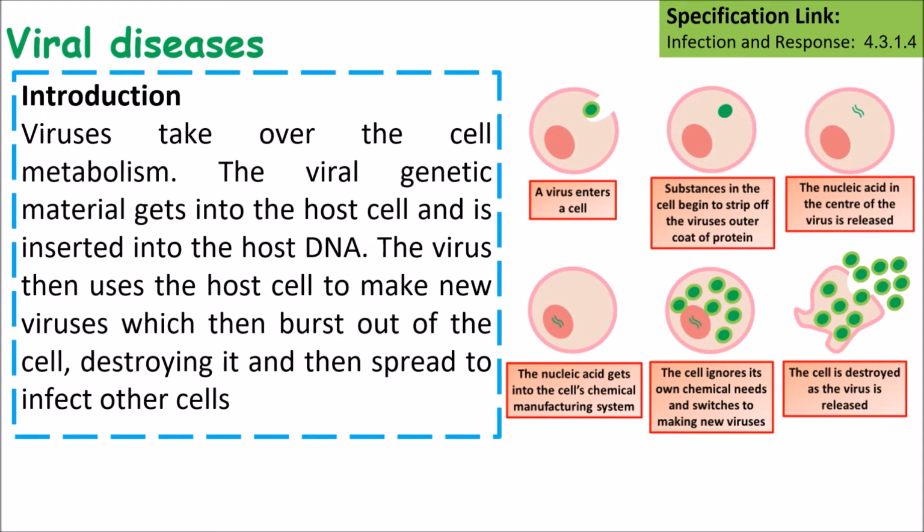Viruses can take over the cell metabolism. The viral genetic material gets into the host cell and is inserted into the host DNA. The virus then uses the host cell to make new viruses, which then burst out of the cell, destroying it and then spreading to other cells.